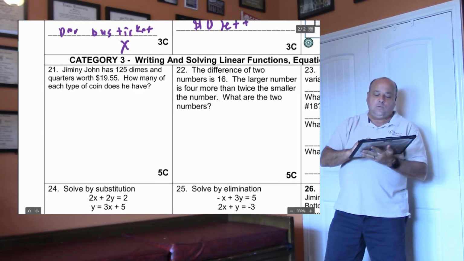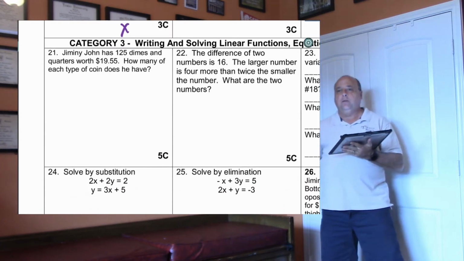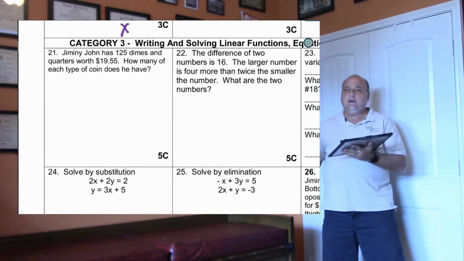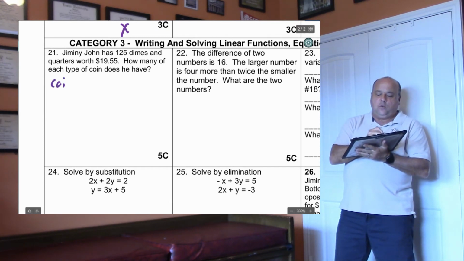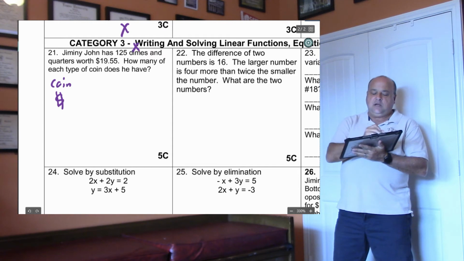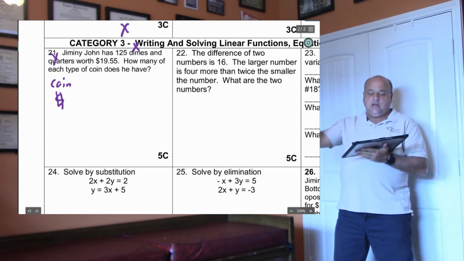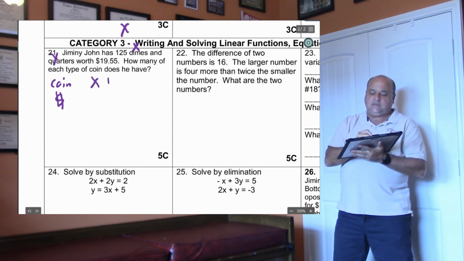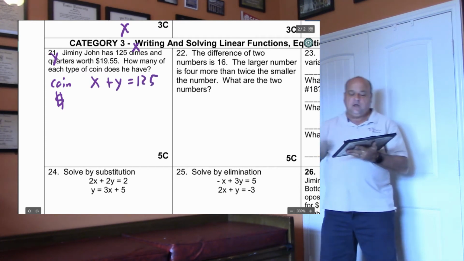Let's go to number 21. We have not done a money problem yet. So this is the first time we've done a money problem. So we're going to have a coin problem and a money problem here. Okay, so dimes and quarters is going to be my x and y. So the number of coins is x plus y equals 125. This is the first time y'all have done money.